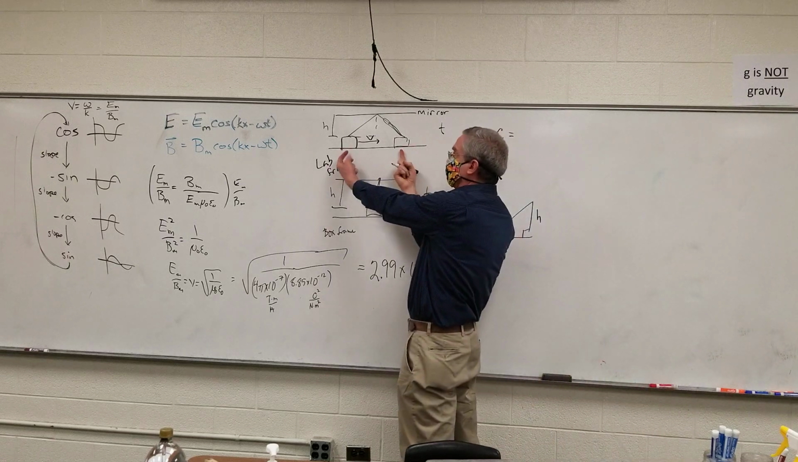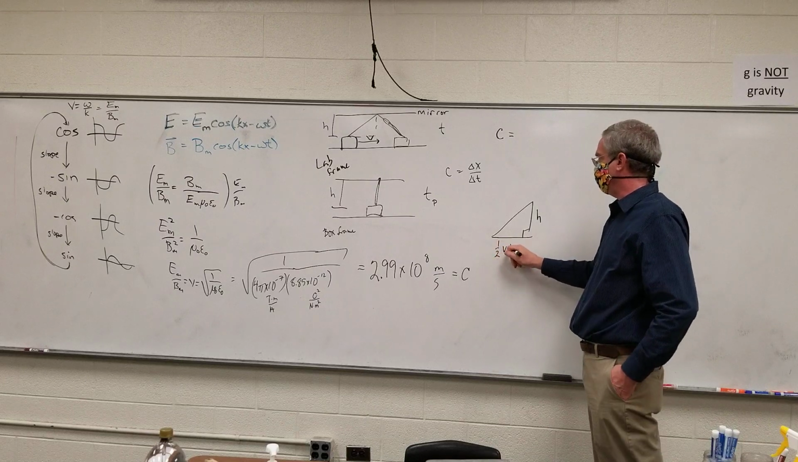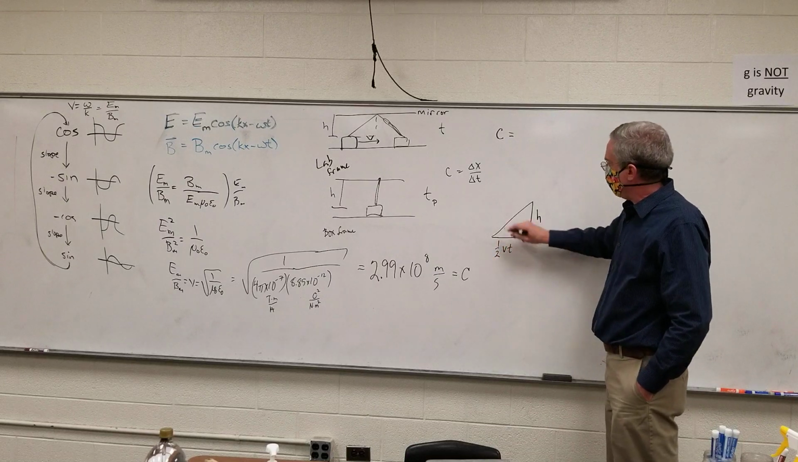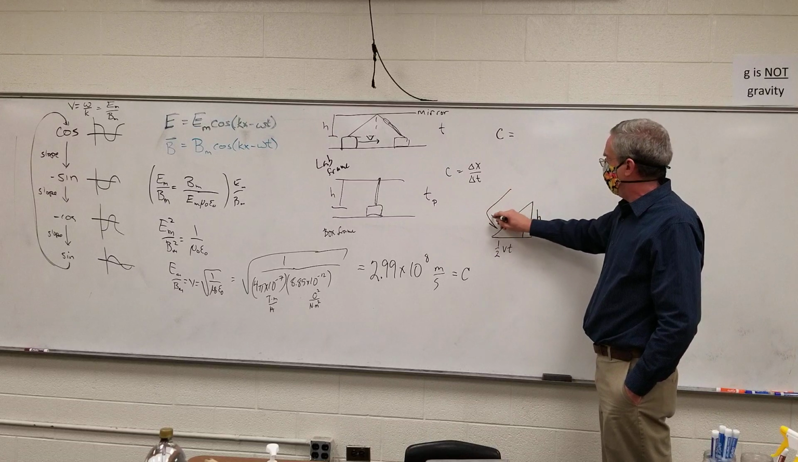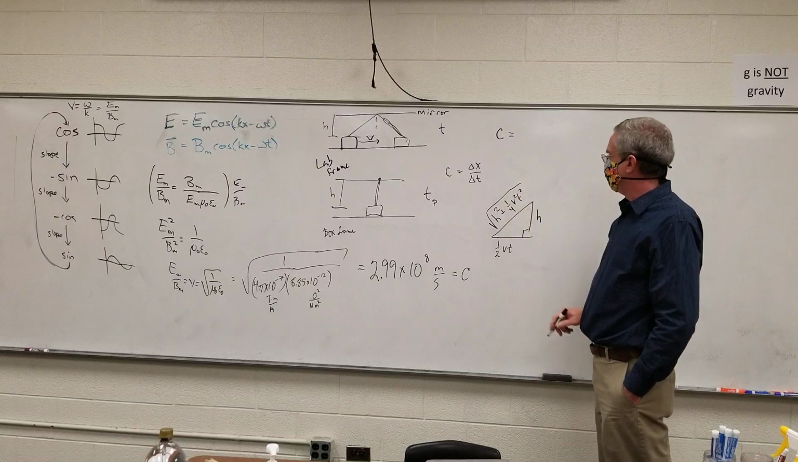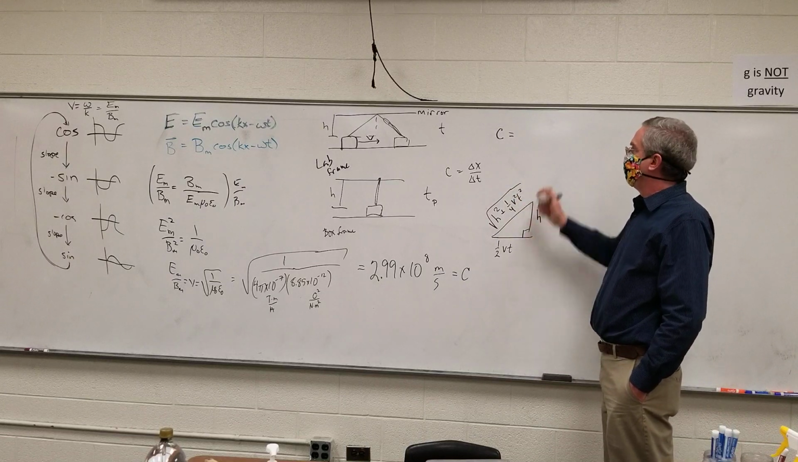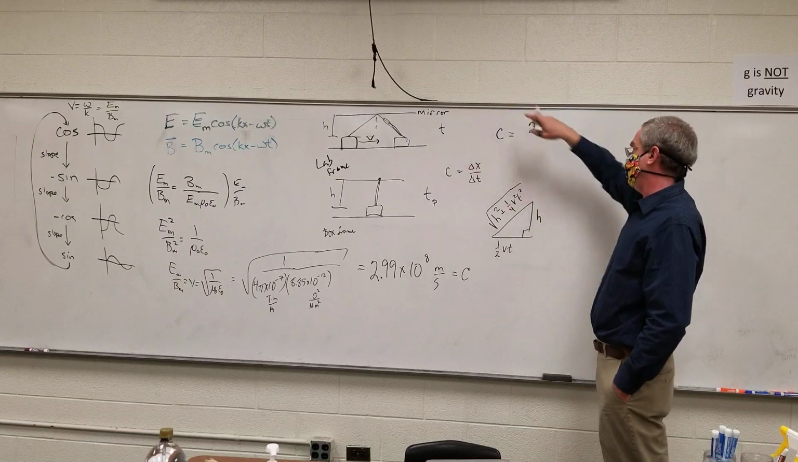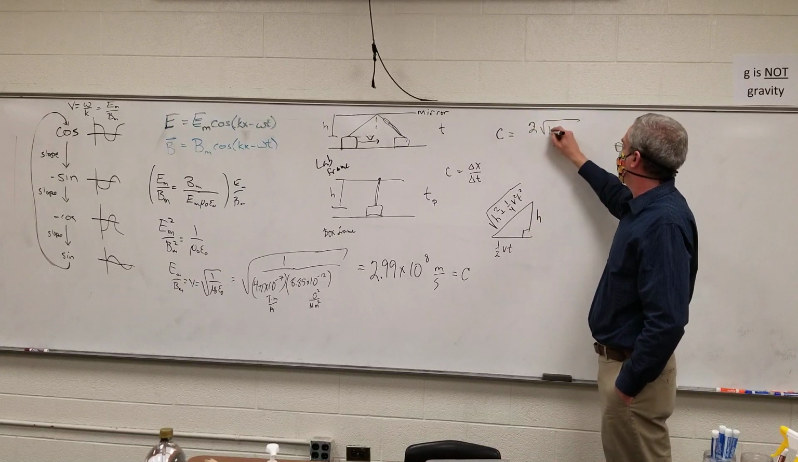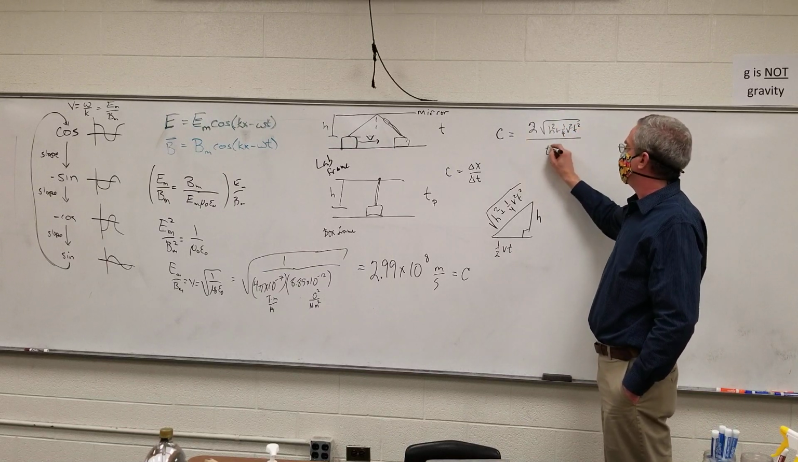Well, some time t, it's going to travel that far, so this is just half that, this is 1/2 times vt. So my hypotenuse is the square root of h squared plus 1/4 v squared t squared. Pythagorean theorem. And so this is 2, because it goes up and back, times the square root of h squared plus 1/4 v squared t squared, divided by time.